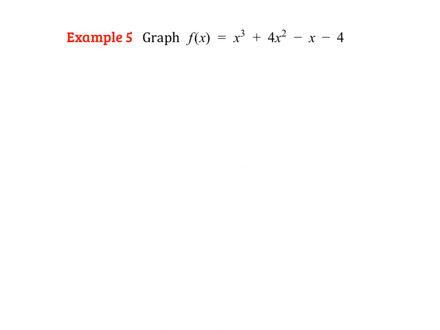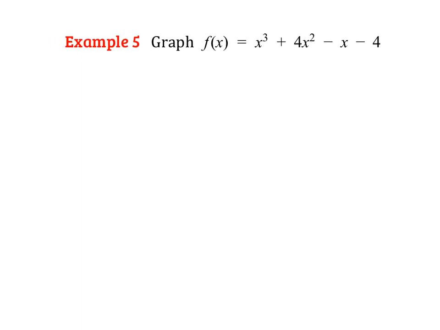Okay, let's try another one together. So here, again, we will need to factor to find our intercepts, but let's start with the lead coefficient, which in this case is 1. Since our lead coefficient is positive, we know that as x approaches positive infinity, f of x approaches positive infinity. Moving to the right, I'm going up.